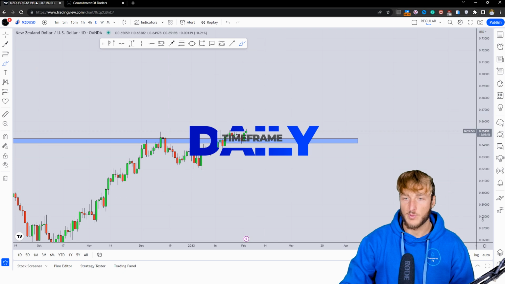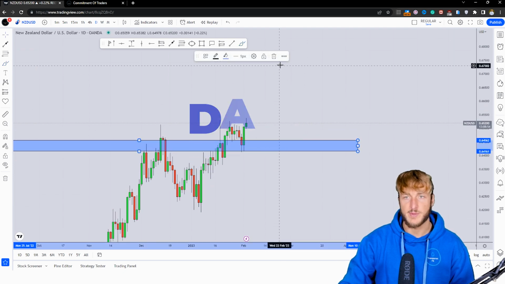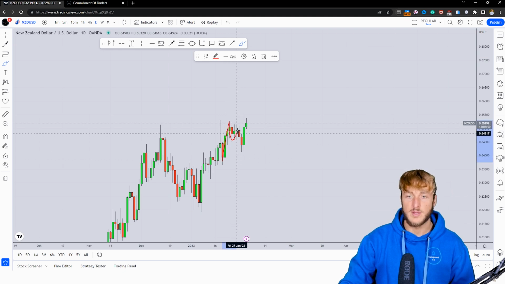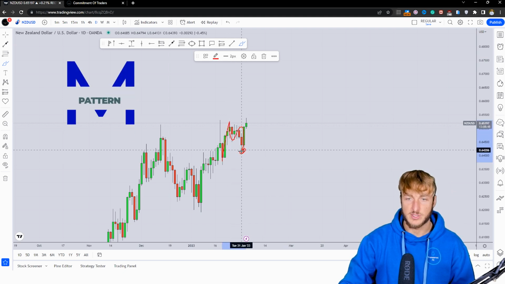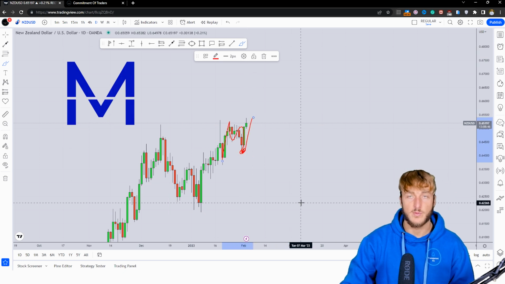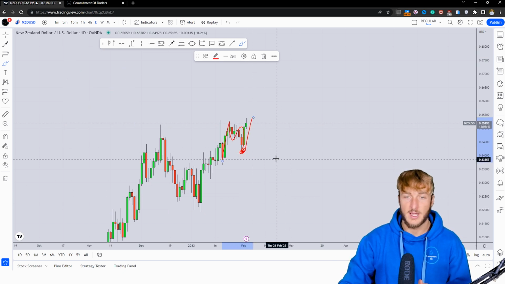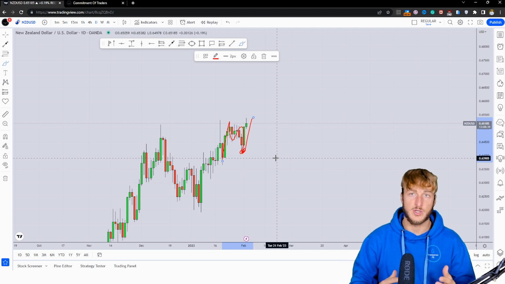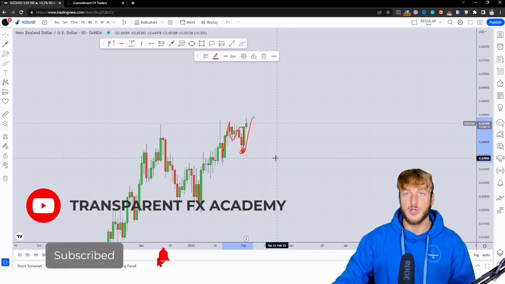Going down on the daily, what do we see? Now, from a daily perspective, first of all, I did speak about NZD USD a few days ago. When the market had created this M pattern and was around here, I explained all the reasons for which we could expect a rejection higher. And that is exactly what the market gave us.